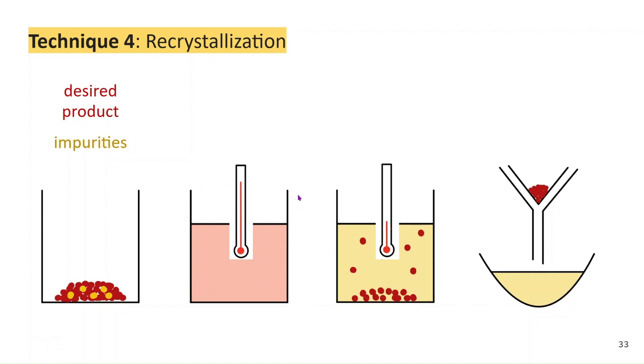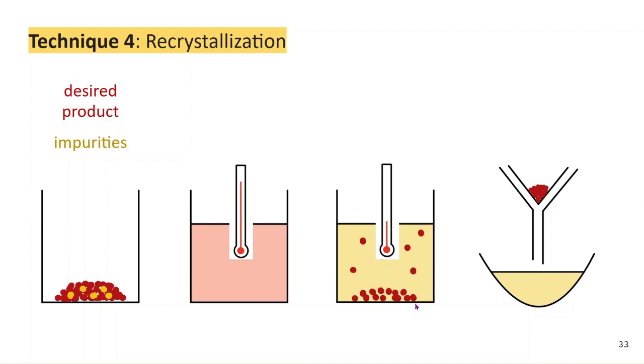As this solution cools, so we let it cool down, the solubility of the desired product decreases. As it cools down, it will come out of solution, right? The colder it gets, the less soluble it is. And it will crystallize, so we'll get crystals of our desired product. It'll come back out. But the other impurities stay dissolved because they dissolve more easily in our water or solvent.